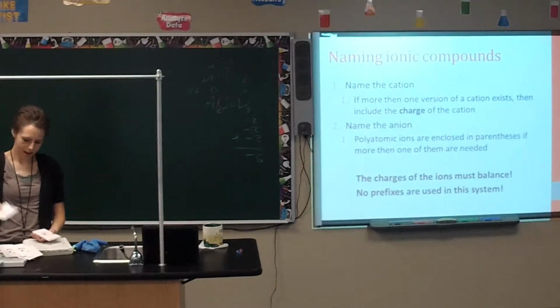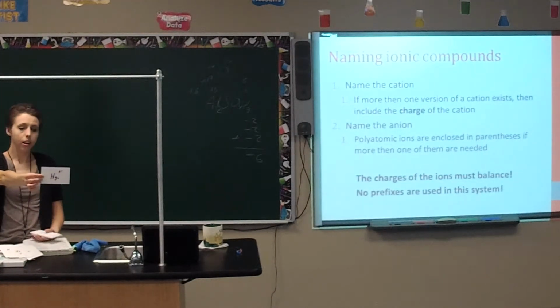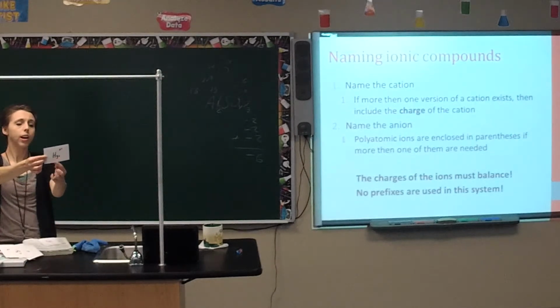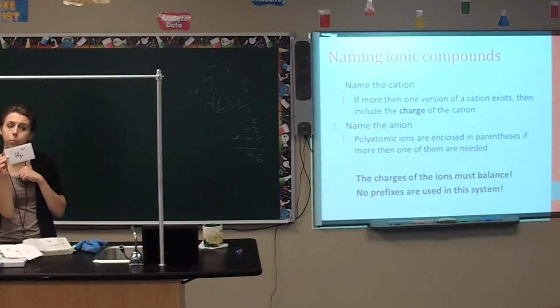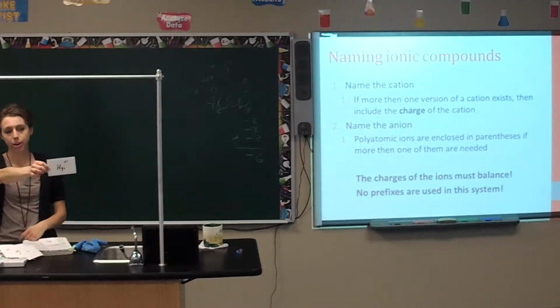Iron 3. Alright, there's two mercuries, and altogether they have a positive 2 charge. This one's a little bit trickier. So if there's two mercury, is there more than one version of mercury? Yes. So if each one only has 1 charge, what's the name for mercury then?